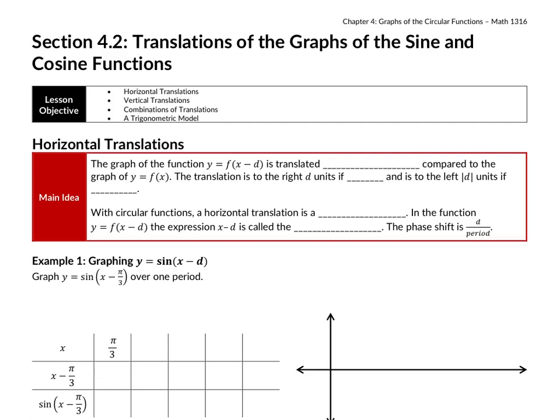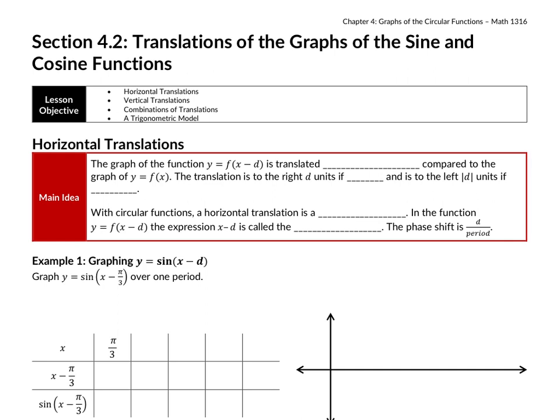In our last lesson, we talked about the graphs of sine and cosine functions, and we only shifted them with a change to the period as well as a change to the amplitude, which were horizontal dilations and vertical dilations. But today, we're going to continue to do different types of transformations to these graphs of sine and cosine.